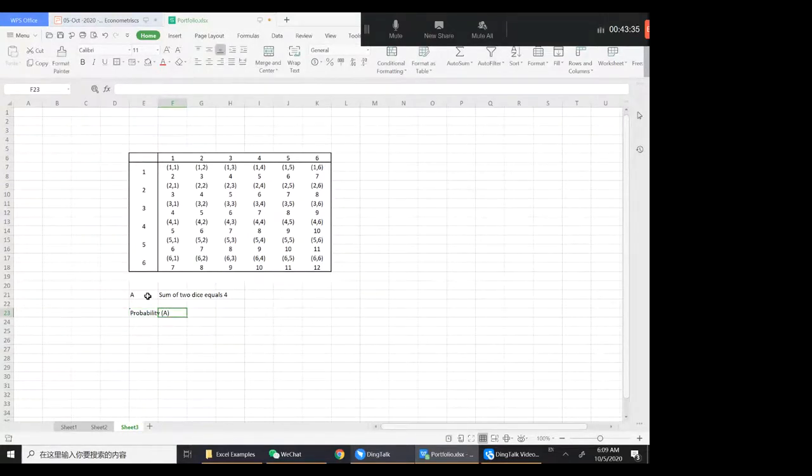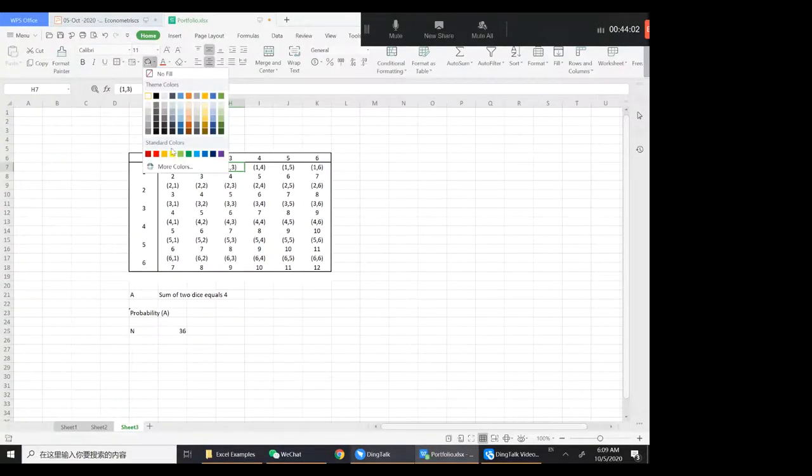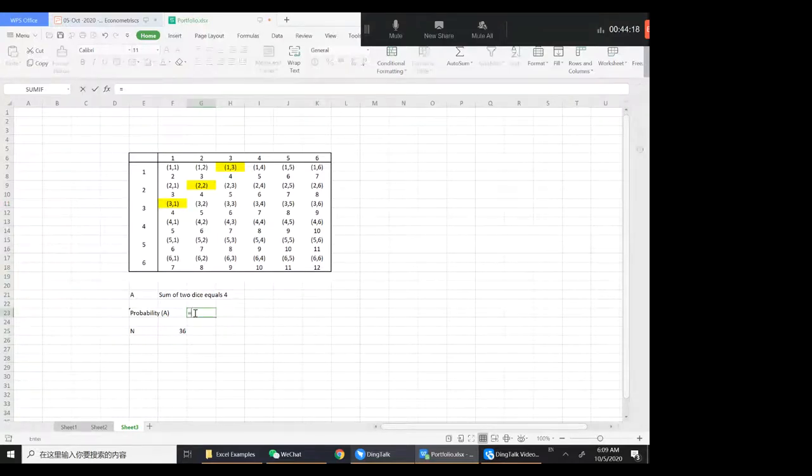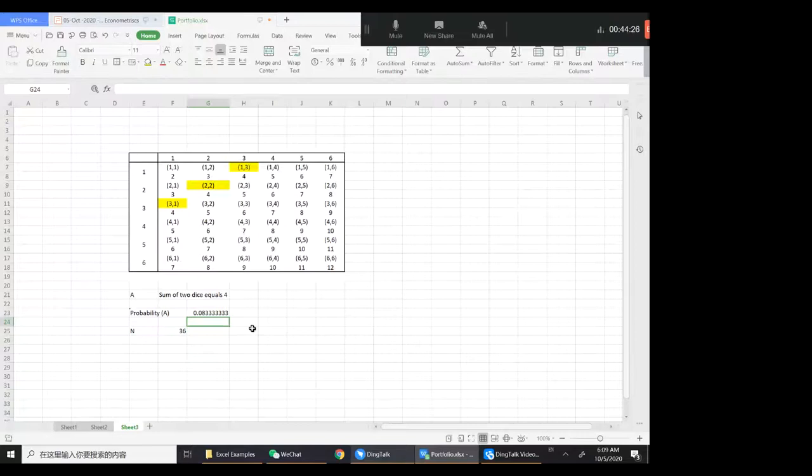The chance of occurring means the sum of two dice must be equal to 4. So we can see the sum here: it's 4, it's 4, it's 4. We know that N is 36, right? So we have three outcomes: 1 and 3, 2 and 2, and 3 and 1, which gives us a sum of 4 on both dice. So the probability will be 3 by 36, which is 0.083.